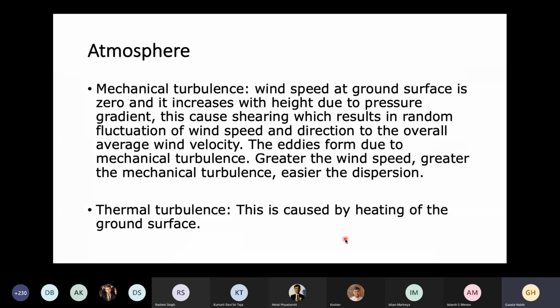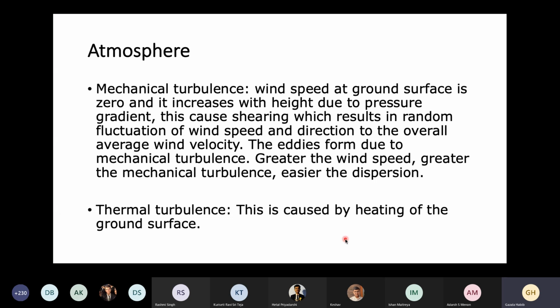Now, at the Earth's surface, what happens? Why is there a different micrometeorology at the Earth's surface? This is because of the mechanical turbulence and thermal turbulence that happens near the Earth. So, mechanical turbulence: wind speed at ground surface is zero, and it increases with the height due to the pressure gradient, because the pressure is low, right?